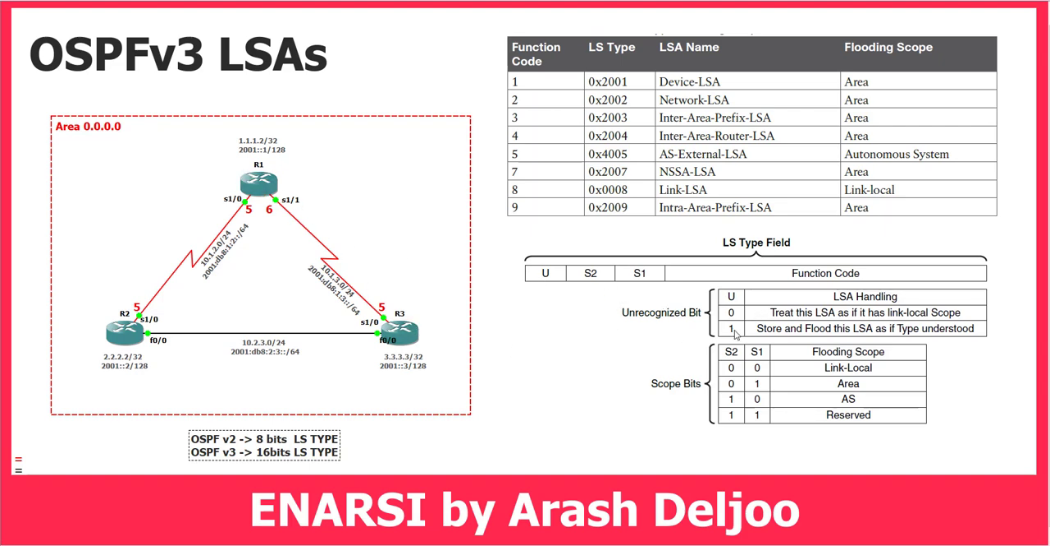But if the bit is 1, this means that if R1 doesn't understand this LSA, it should forward this LSA to other routers, meaning it shouldn't drop it. That's it. And then S2 and S1.